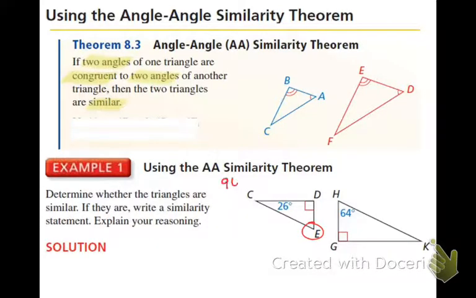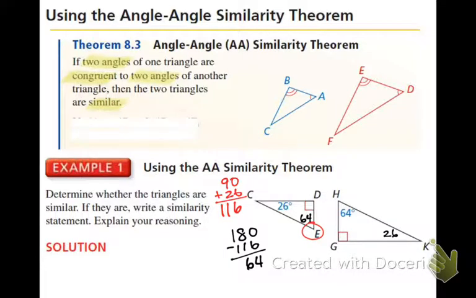So how can I find angle E? Add them. So 90 plus 26, which makes 116. All right, and then take 180 and subtract 116, and that makes 64. All right, so think about this. If my first triangle was 26, 90, and 64, I have 64, 90. What do you think angle K will be? 26. So, do we think that these two triangles are similar? Yes.